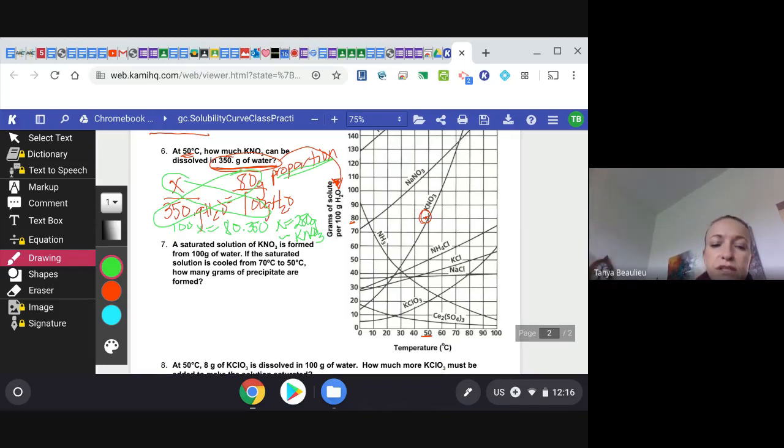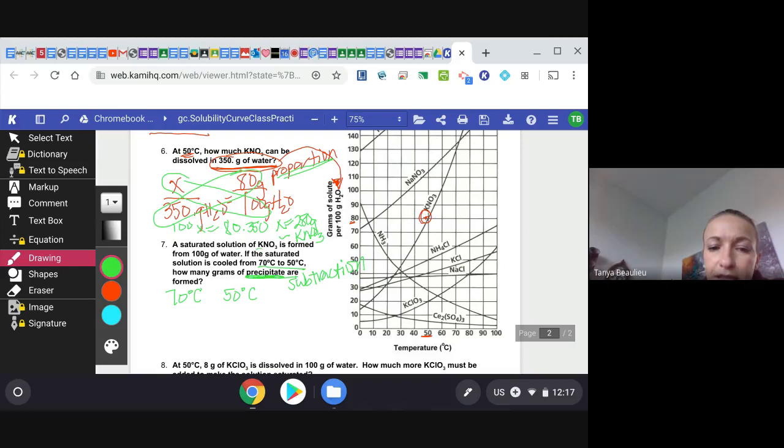Number 7 is a precipitate type problem. So a saturated solution of potassium nitrate is formed from 100 grams of water. If the saturated solution is cooled from 70 to 50 Celsius, how many grams of precipitate are formed? When you see the keyword precipitate, this is always going to be a subtraction problem. So what we need to do is find the solubility at 70 Celsius and the solubility at 50 Celsius, and then we're going to subtract those two values.